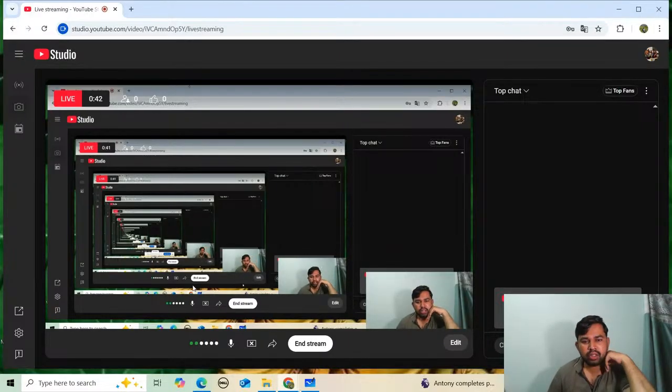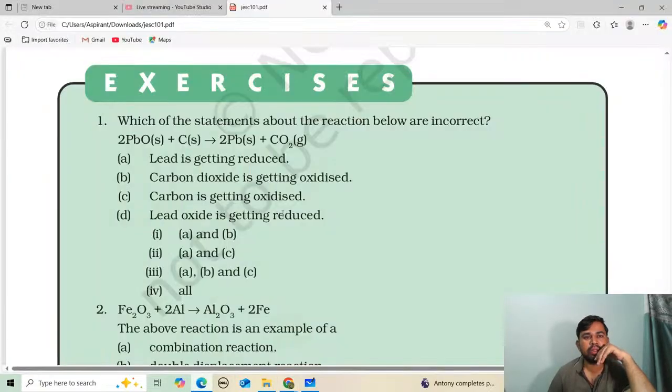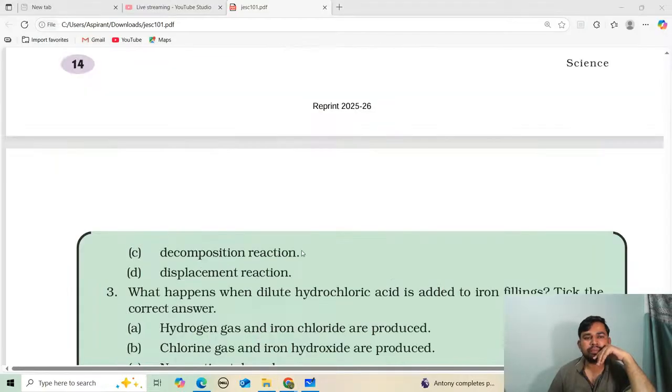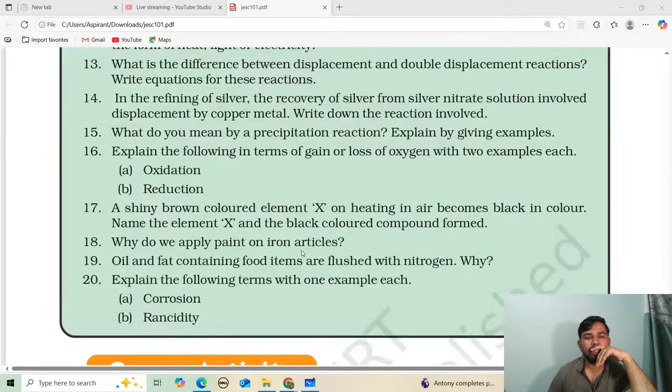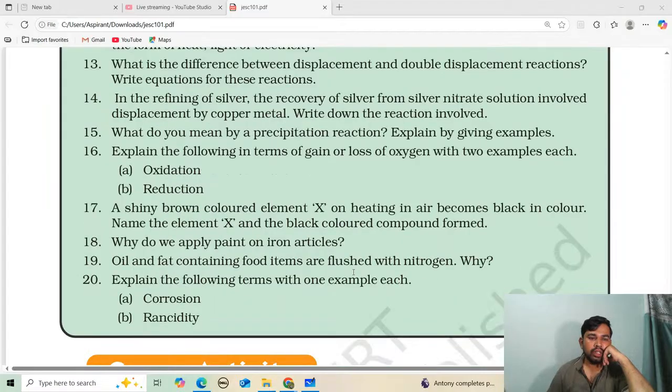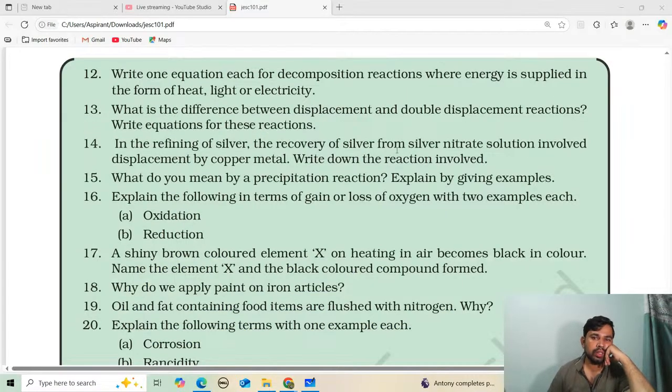So last class we discussed a few questions from the first chapter exercise. Today we are going to discuss the remaining questions. I think we discussed this question: what is the difference between displacement and double displacement reaction? Question number 12: write one equation for each decomposition reaction. We discussed question number 13, what is the difference between displacement and double displacement reaction? Okay.